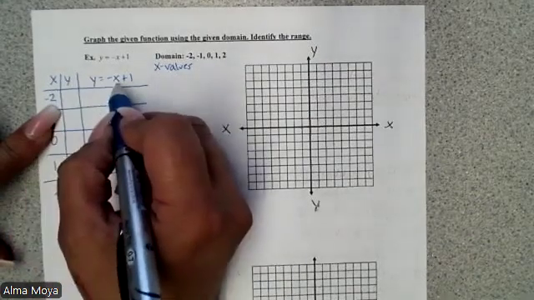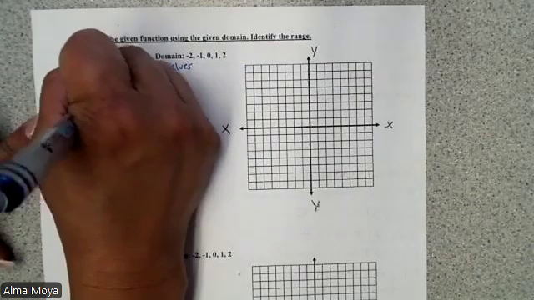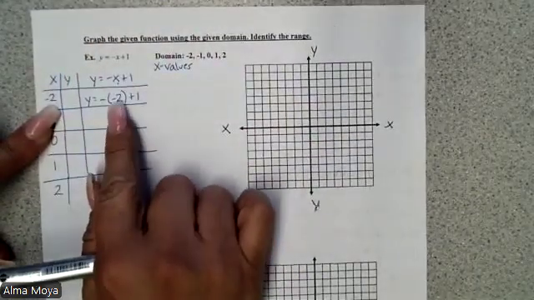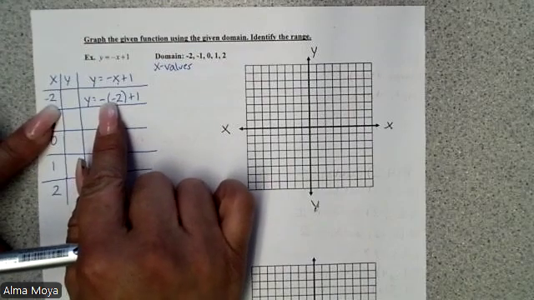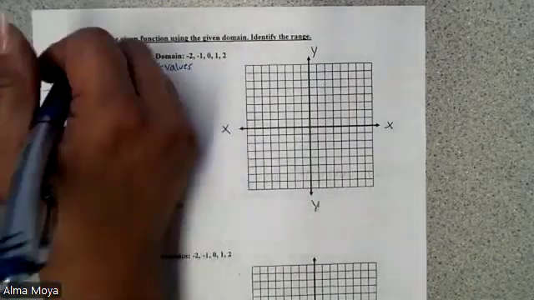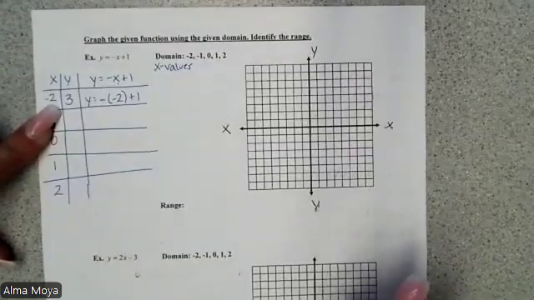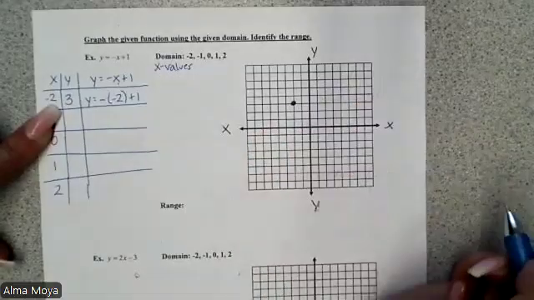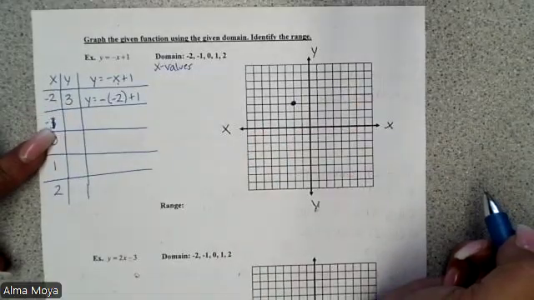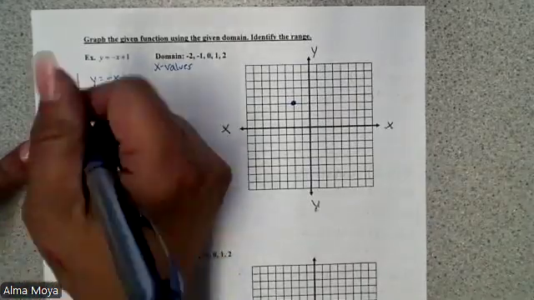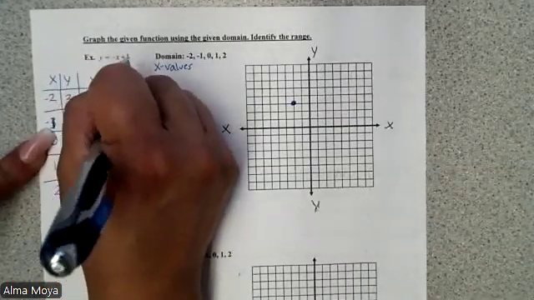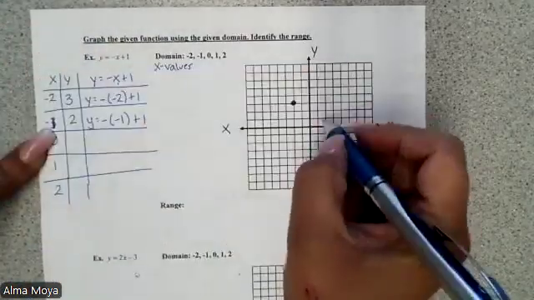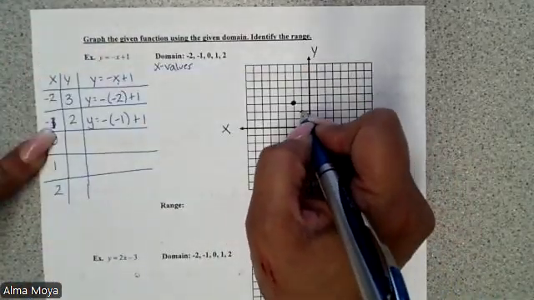So right here, I'm going to plug in a -2 right there. So this is going to be y equals -2 plus 1. If you type this in the calculator, negative makes that a positive. So you basically just have 2 plus 1. So the answer is going to be 3. X is -2, y is 3. That's that point. Right here, I'm going to plug in a -1. So y equals -1 plus 1. That's going to be a +1 plus 1 is 2. So here x is -1, y is 2.